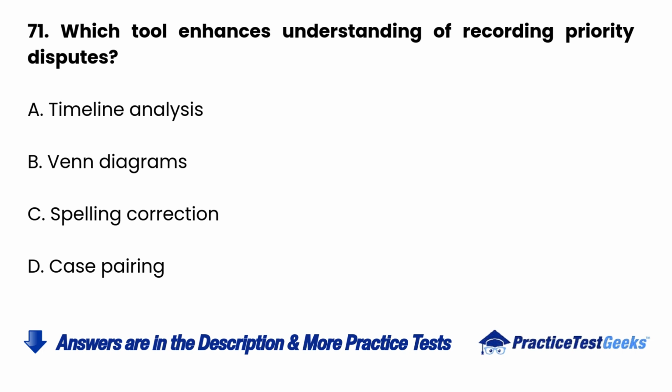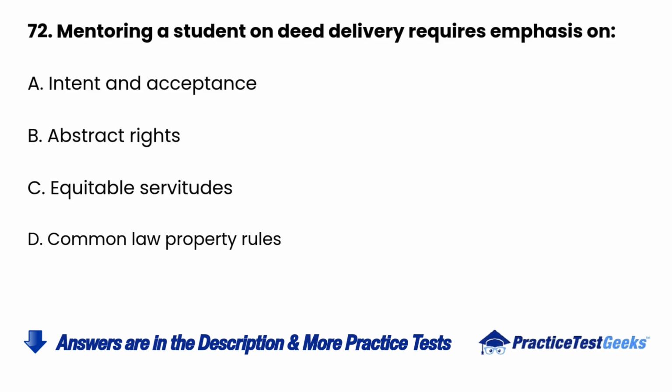A. Timeline analysis. B. Venn diagrams. C. Spelling correction. D. Case pairing. 72. Mentoring a student on deed delivery requires emphasis on A. Intent and acceptance. B. Abstract rights. C. Equitable servitudes. D. Common law property rules.